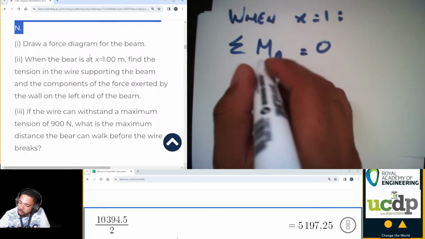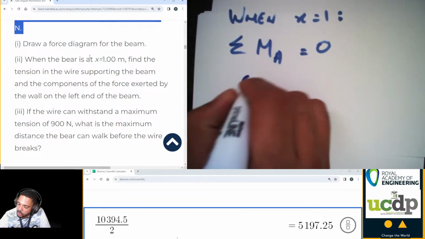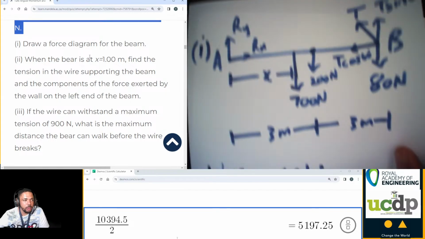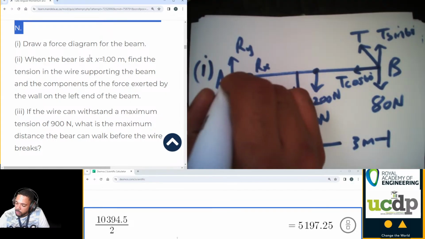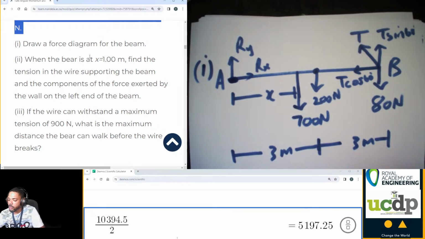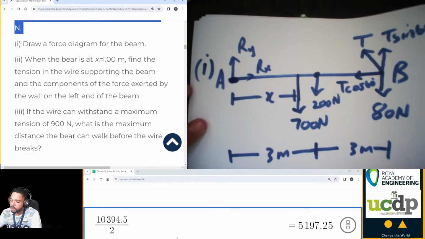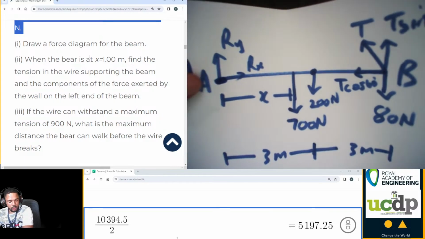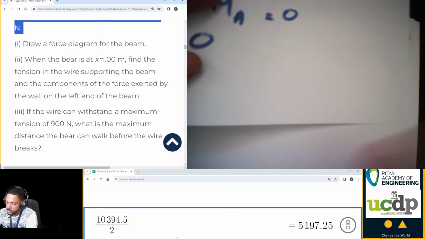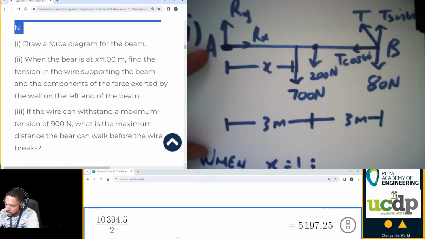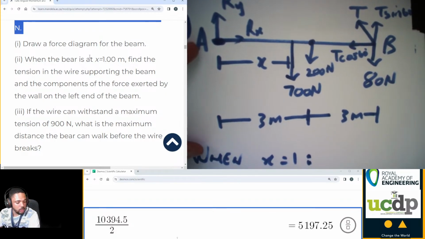Now, the moments about A is equal to 0. About that point A, this is the point A here. Now we calculate all the moments around that point, meaning all the forces along this beam. Let's say the first force acts at a distance of 1 meter. All the moments around this point should be equal to 0.